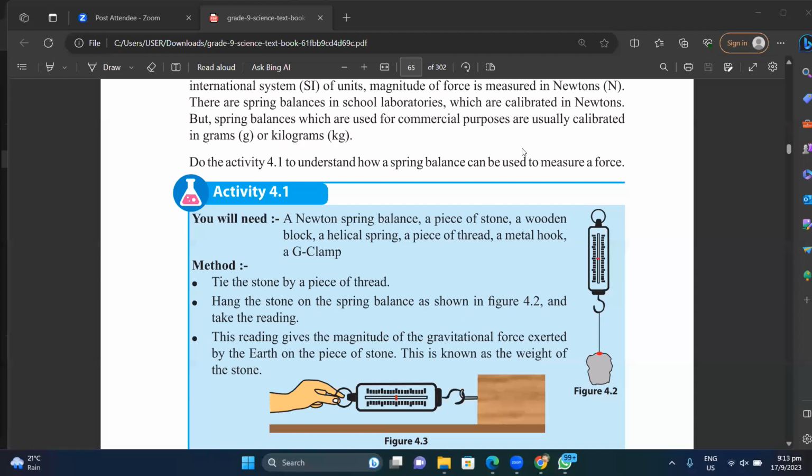Okay. Then actually, you can see here, this scale or spring balance is showing some reading. But let's say we have connected the stone to the spring balance, and after connecting, we kept both on a table.